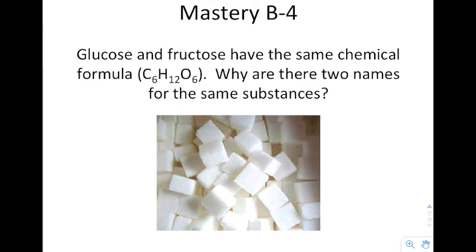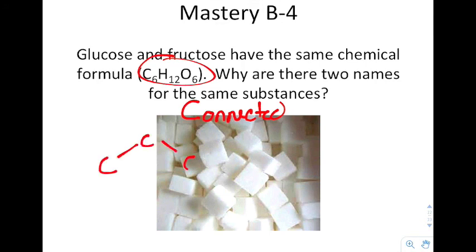Finally, it says glucose and fructose have the same chemical formula. Why are there 2 names for the same substance? The reason has to do with the way the atoms are connected. So even though something has an identical chemical formula, it can have a different name. For example, I could connect the 6 carbons like this, where they all branch together, and then everything branches off of that. I could connect them in a ring, where they all connect together.